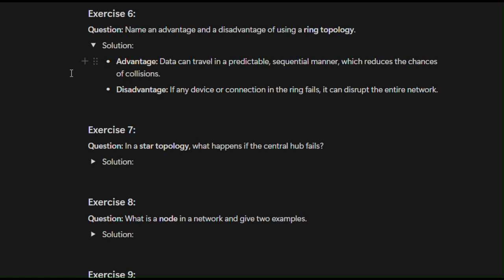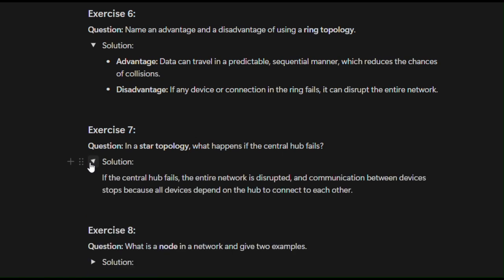Exercise 7. In a star topology, what happens if the central hub fails? If the central hub fails, the entire network is disrupted and communication between devices stops because all devices depend on the hub to connect to each other. This is the importance of the hub in the star topology.